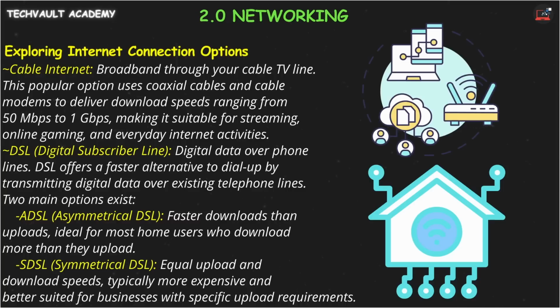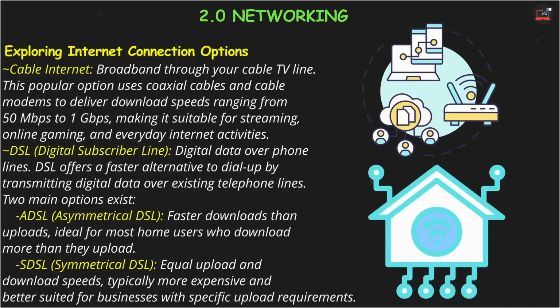This popular option uses coaxial cables and cable modems to deliver download speeds ranging from 50 megabits per second to 1 Gbps, making it suitable for streaming, online gaming, and everyday internet activities. DSL, digital subscriber line. Digital data over phone lines. DSL offers a faster alternative to dial-up by transmitting digital data over existing telephone lines.